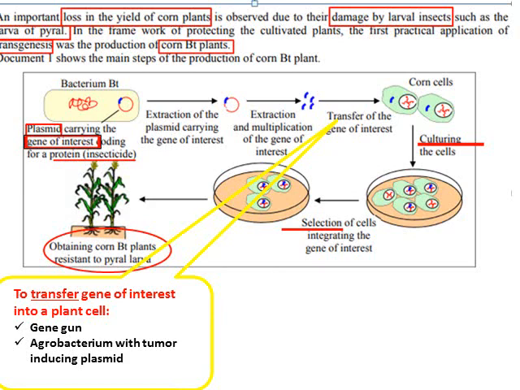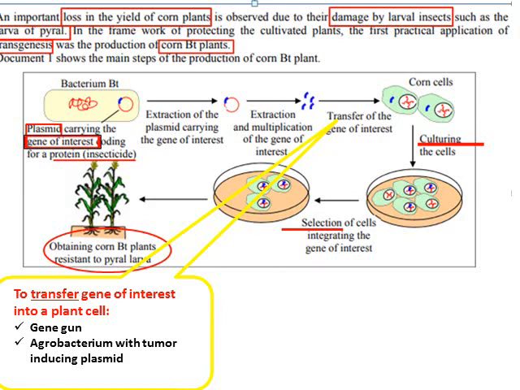What's not very good about it is that we can't be sure that the gene of interest is being inserted in the nuclear DNA. It could be inserted in the mitochondrial DNA, or it could be inserted in the chloroplast DNA, or even it could cause modification to the corn cell, leading to problems in the corn cell.